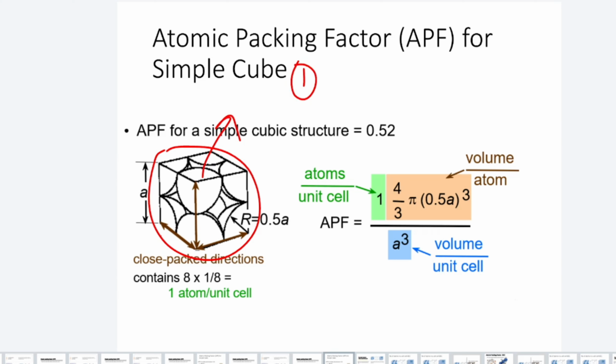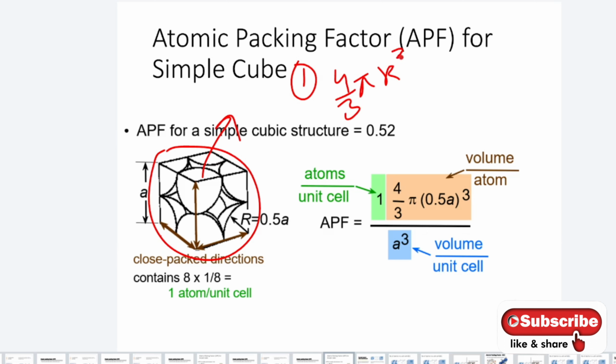How many complete spheres are there? One, because there is one atom in this simple cube. So what is the formula for the volume of a sphere? Anyone knows? It is 4 by 3 pi r cube, very good. This is the volume of a single sphere, and in the simple cubic unit cell there is only one sphere, so we multiply by 1.